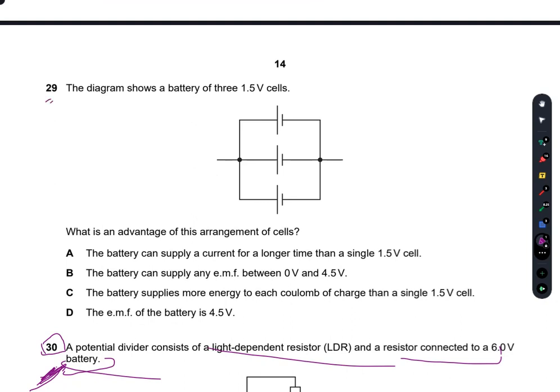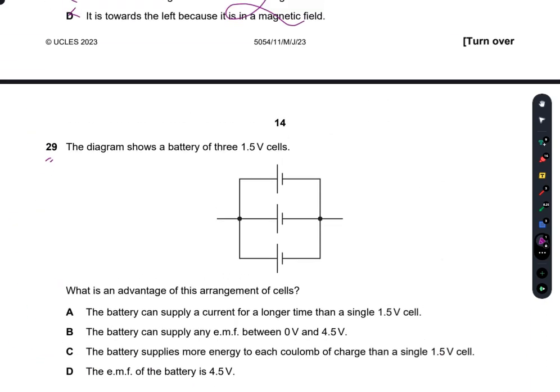Question number 29. The diagram shows a battery of three 1.5 volt cells. What is the advantage of this arrangement of cells? Now all these cells are connected in parallel, which means that the voltage will remain the same. So what is an advantage here? The battery can supply a current for a longer time than a single 1.5 volt cell.